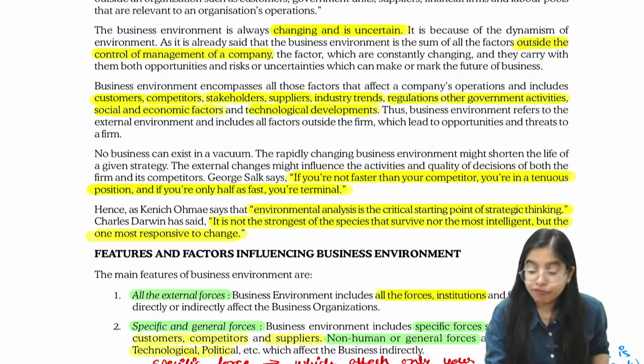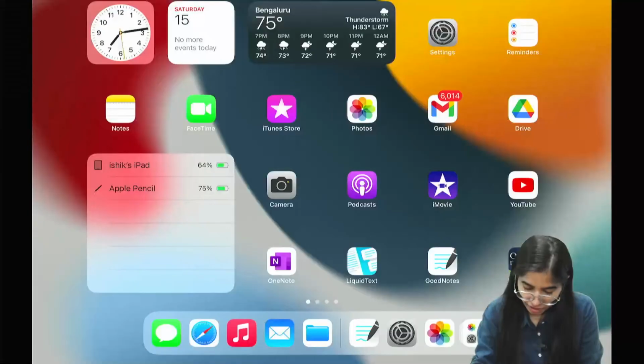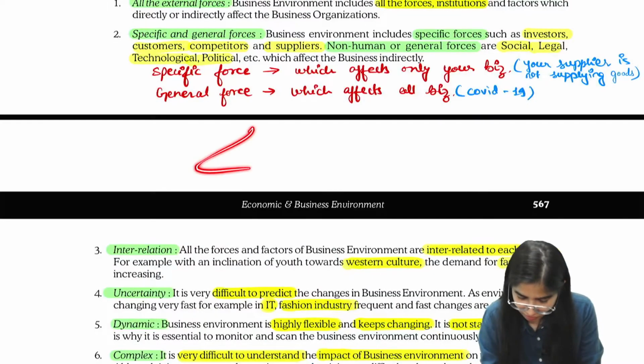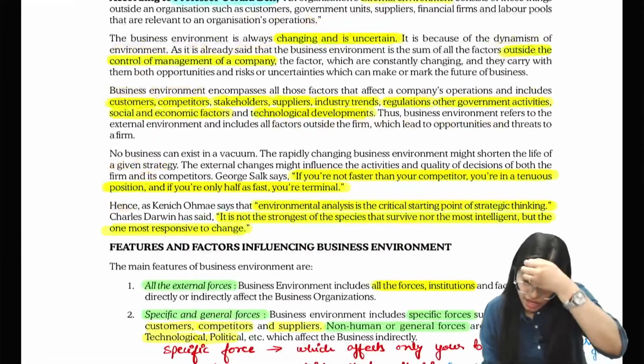Technological development affects your business to a greater extent. So is it environment? Yes, all these people come in your external environment. Okay, so with this we are done with this.